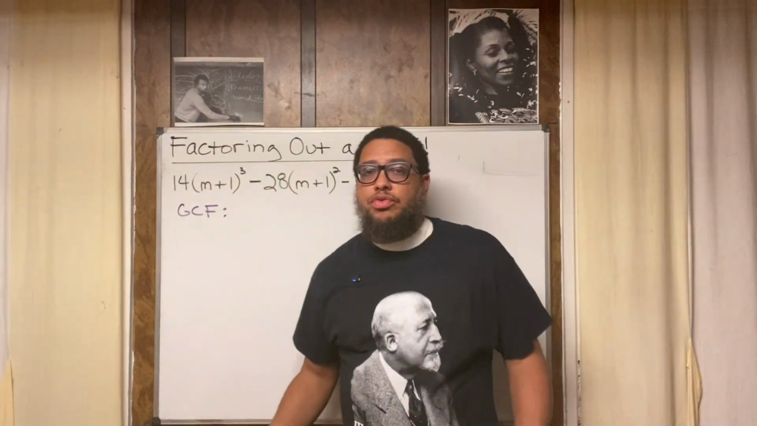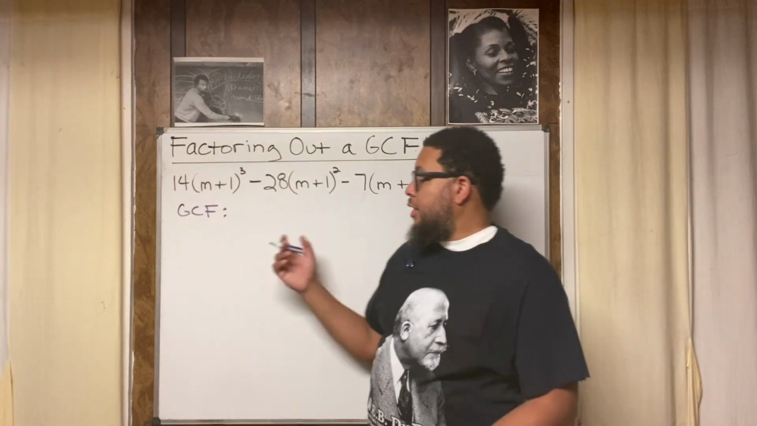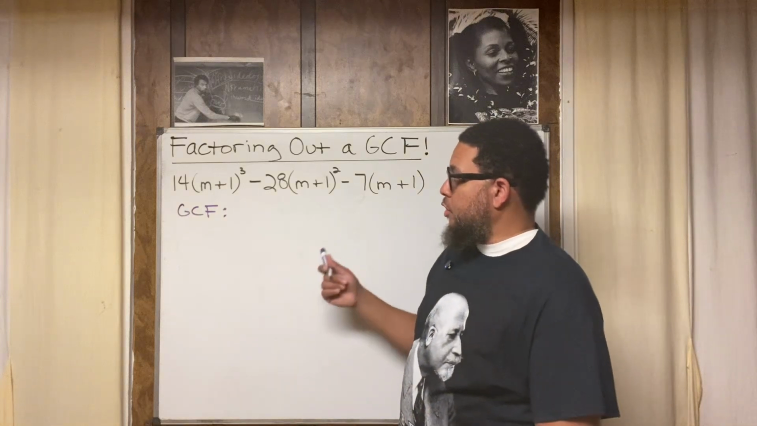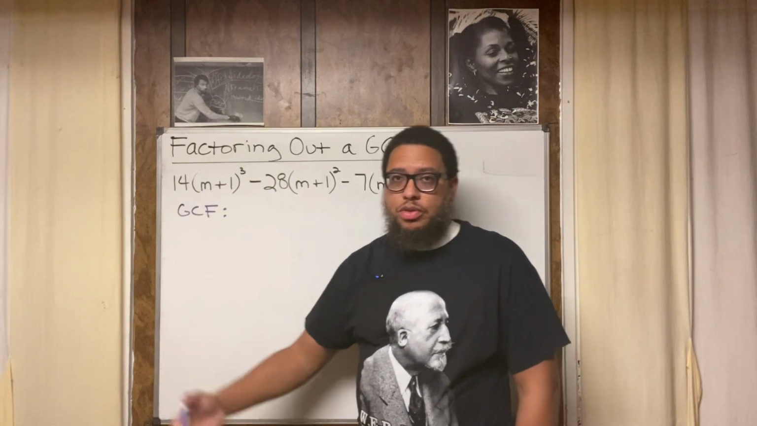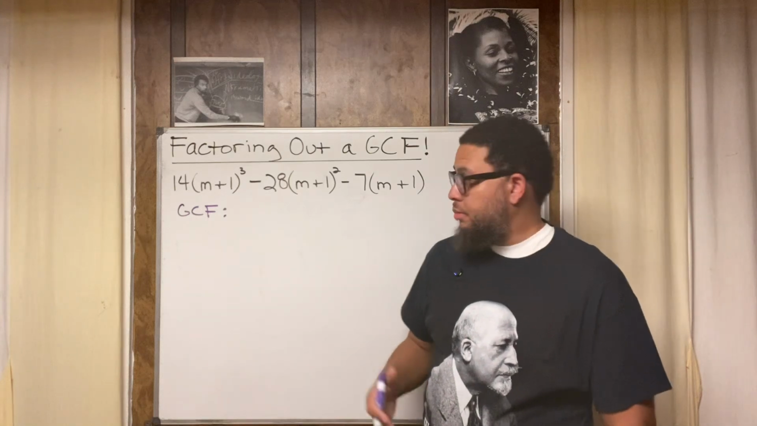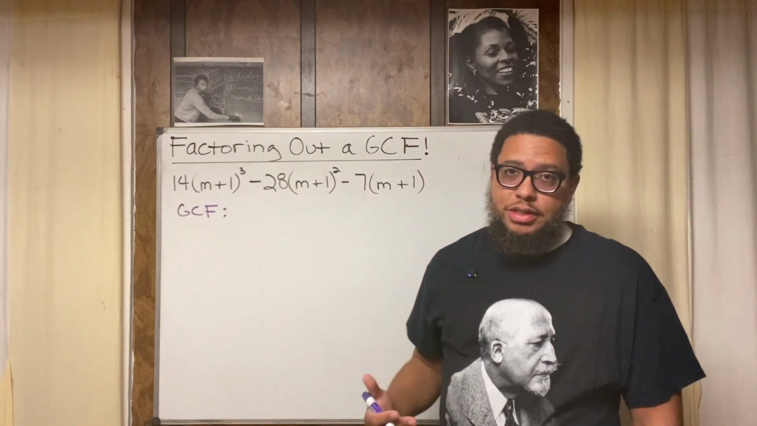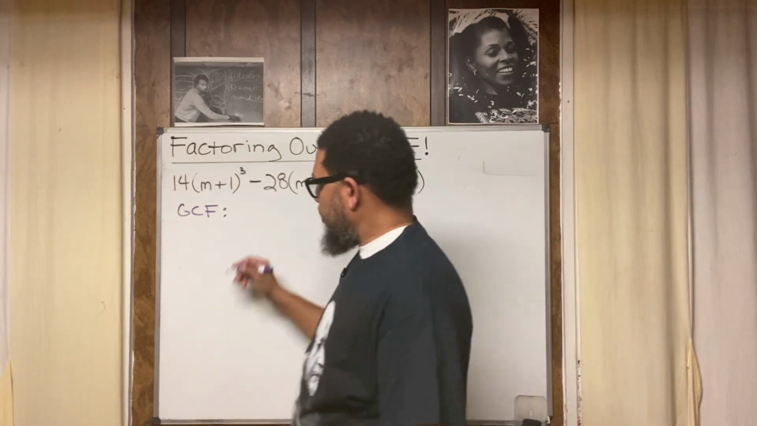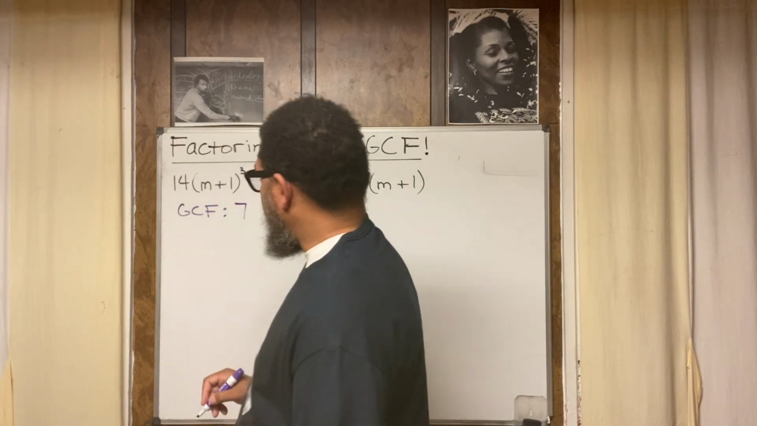The GCF of those three numbers is 7, because 7 is the biggest number that can multiply into 14, because 7 times 2 is 14. It can multiply into 28, because 7 times 4 is 28. It can multiply into 7, because 7 times 1 is 7. So the GCF is going to be 7, right?